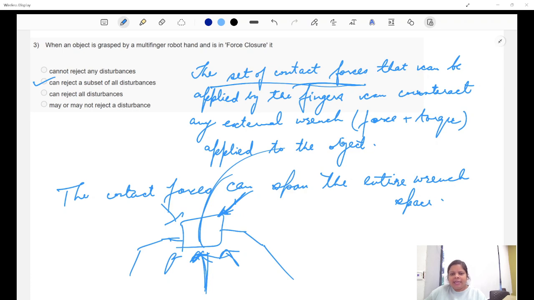Okay. Then the other thing is, yeah, it should be able to reject all disturbances. So this should be the correct answer, right? But yeah, when I was checking what is the answer to this question, I found that no, they have not given this to be the correct answer. They say can reject a subset of all disturbances. So actually this happens when we are talking about ideal force closure, with sufficient friction and ideal actuation.